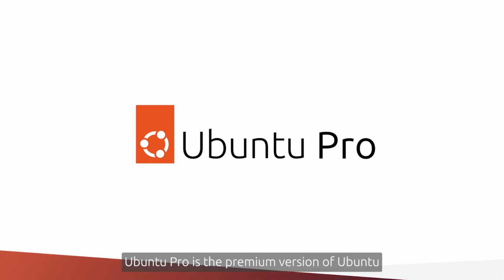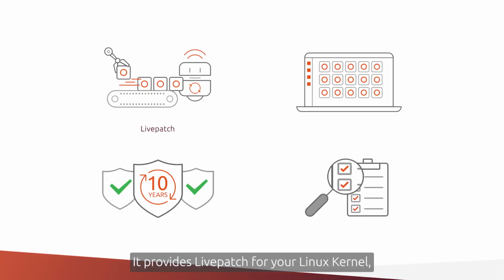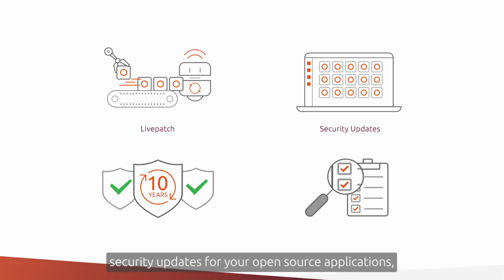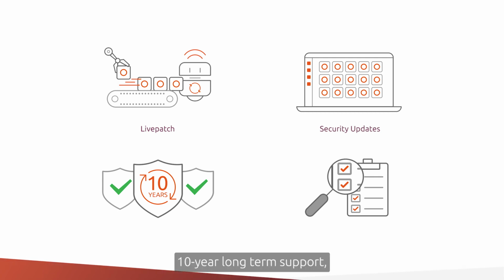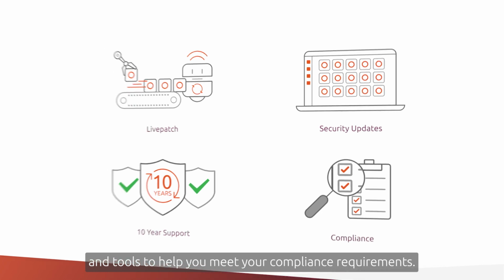Ubuntu Pro is the premium version of Ubuntu that meets the most critical challenges in your production environment. It provides live patch for your Linux kernel, security updates for your open source applications, 10-year long-term support, and tools to help you meet your compliance requirements.